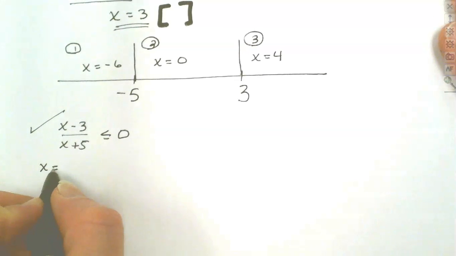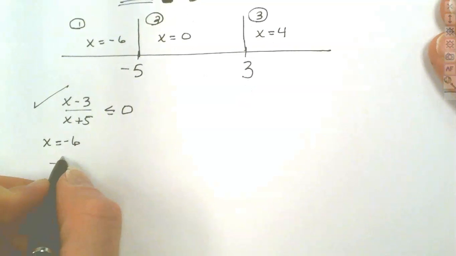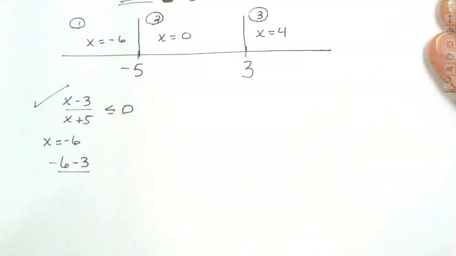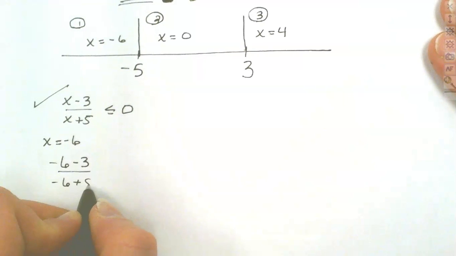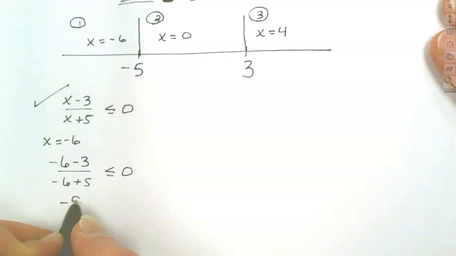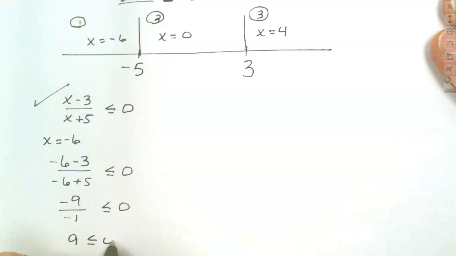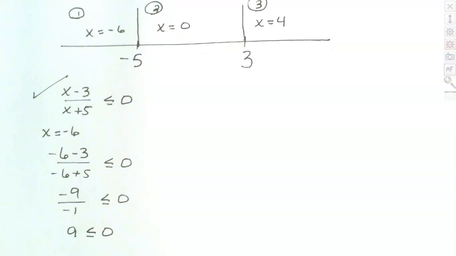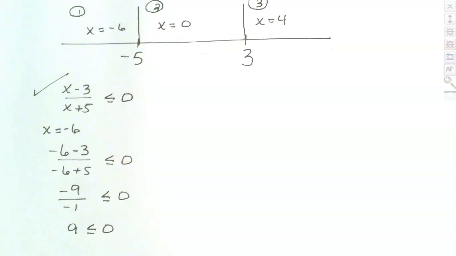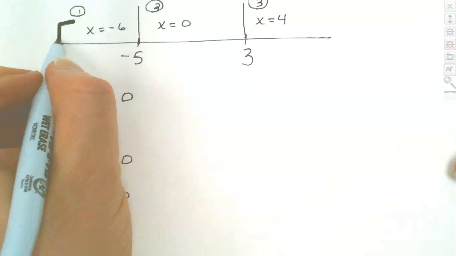And we'll start with the negative 6. So that's minus 6 minus 3 over minus 6 plus 5. Minus 6 minus 3 is a minus 9. Minus 6 plus 5 is a minus 1. Negative and negative makes it a positive 9. And is positive 9, is that smaller than 0? No, that would make that then false, wouldn't it? So that region is then false.